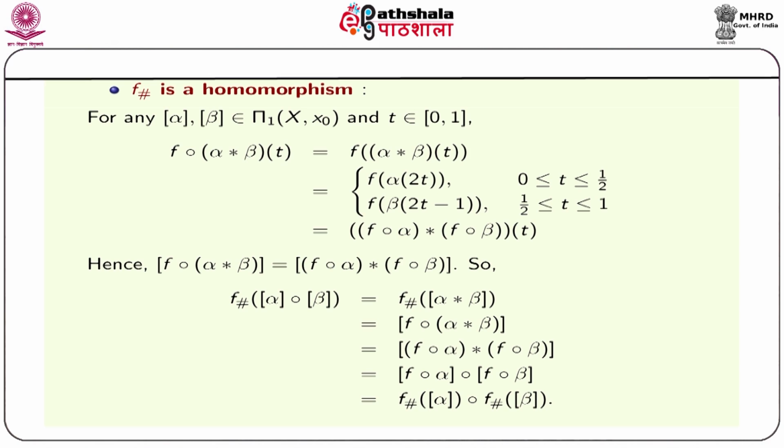So, if we apply the definition of F sharp, then F sharp of class alpha star beta is F sharp of the class of alpha star beta, which is the class of F composed alpha star beta, which is the class of F composed alpha star F composed beta. Now we can split it up into two classes, that is the class of F composed alpha, composed with the class of F composed beta. That means F sharp of alpha composed beta is F sharp alpha composed F sharp beta. That means F sharp is a homomorphism.